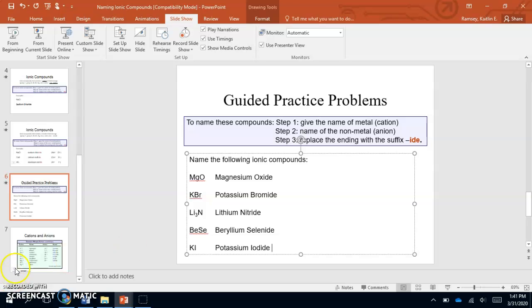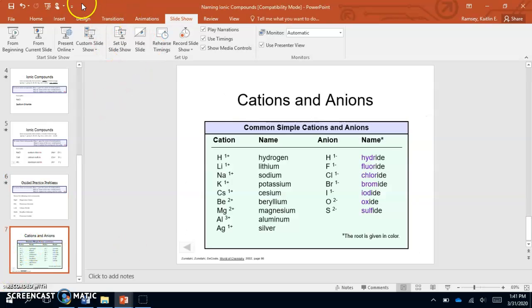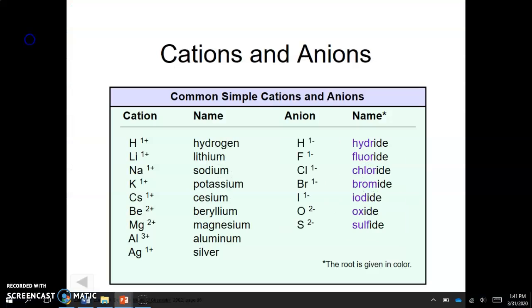This last slide here shows some of your cations and your anions, and then some common simple names for them. So hydrogen becomes hydride, lithium is lithide, so on and so forth. Fluorine is a fluoride, chlorine is chloride, bromine, bromide, etc.